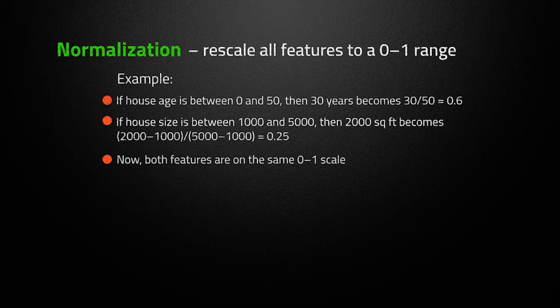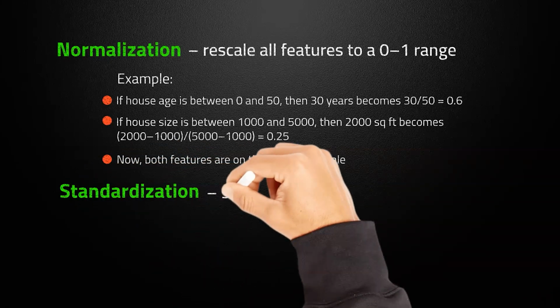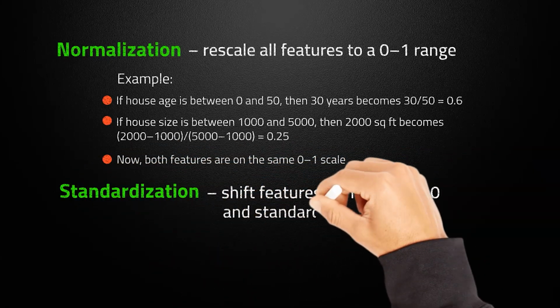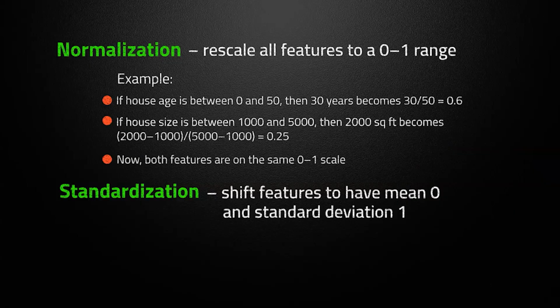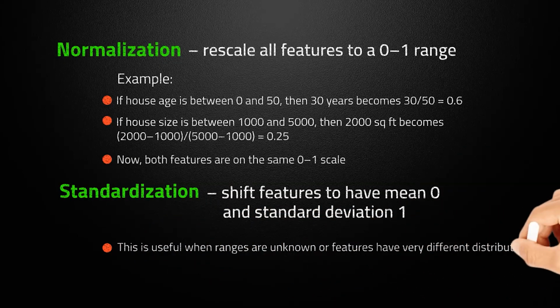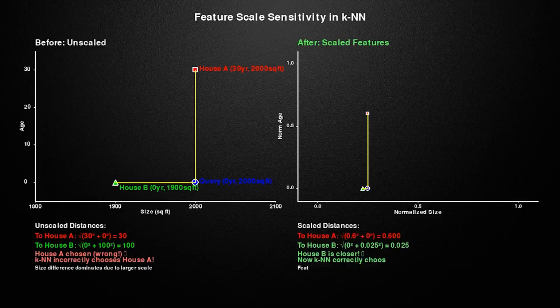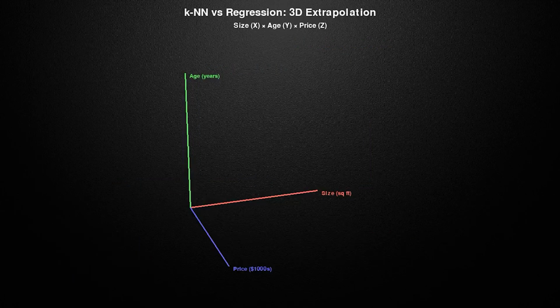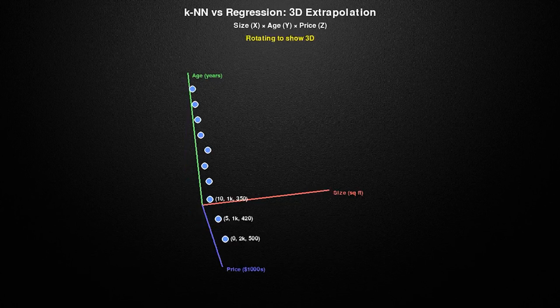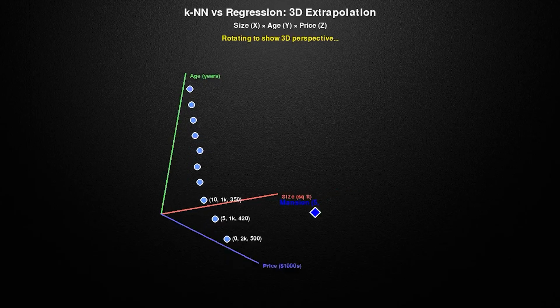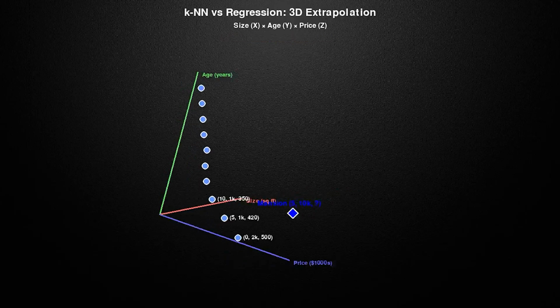Another method you can use is standardization, where you shift features to have a mean of 0 and a standard deviation of 1. This is useful when ranges are unknown or features have very different distributions. Once we rescale, distances become meaningful again, and KNN makes the right choice. A second issue that KNN has is the extrapolation problem. KNN is great at copying patterns it has already seen, but it cannot extrapolate. It can't predict beyond the range of its training data.